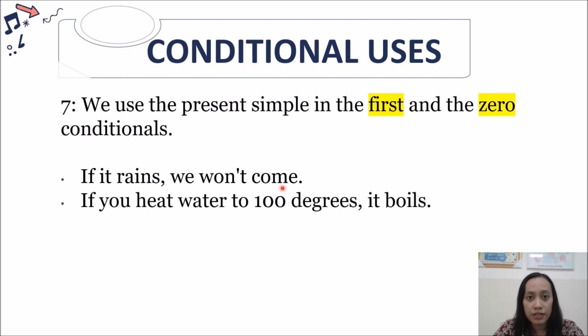While in the zero conditional, we have a 100% chance for the action to happen. For example, if you heat water to 100 degrees, it boils. If we heat the water to 100 degrees, absolutely, definitely, it will boil. That's why this second sentence belongs to the zero conditional, because it is 100% true. Here we have if plus verb 1, comma, it plus verb 1. So that's why the simple present tense is also used in the first and the zero conditional.